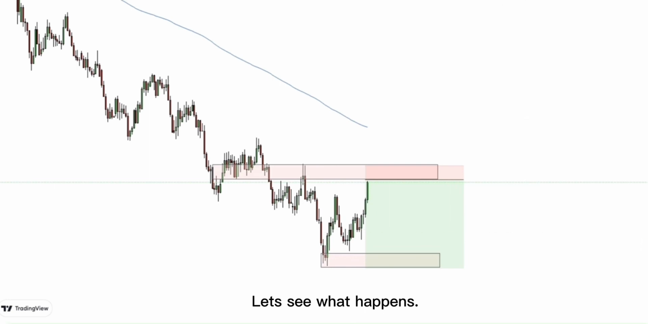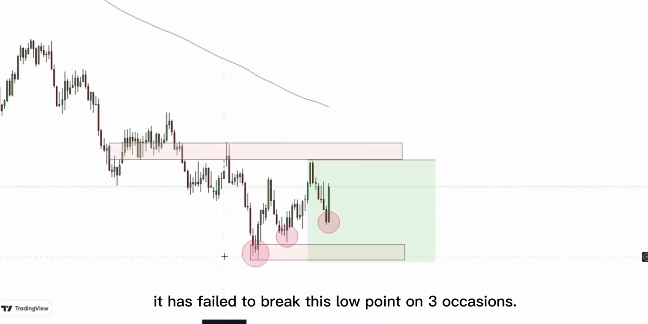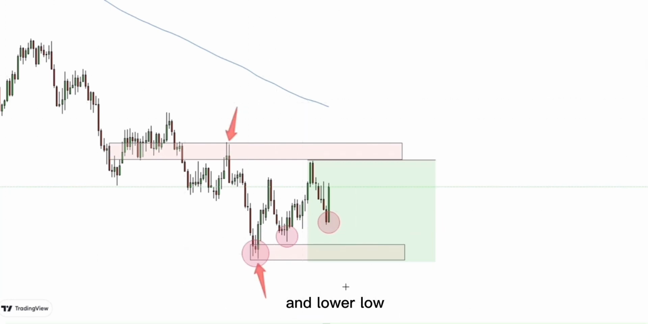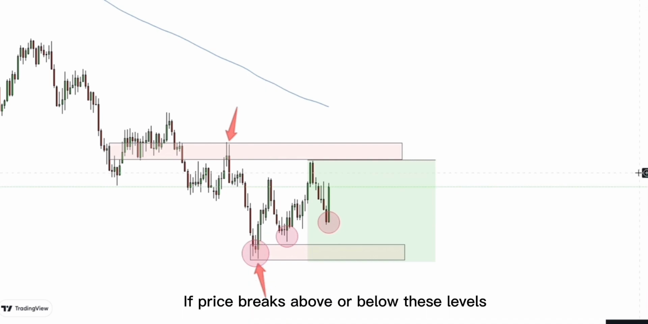Let's see what happens. Moving your stop to your entry, it has failed to break this low point on 3 occasions. Being emotionally unattached, our antennas are raised. Continued failed breaks. Keeping in mind we already have our lower high marked and lower low. These are our key levels. If price breaks above or below these levels, we have a high probability setup.